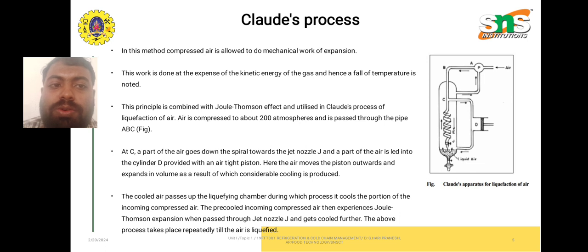Air is compressed to about 200 atmospheres and is passed through the pipe ABC. At C, a part of the air goes through the spiral towards the jet nozzle and a part of the air is let into the cylinder D provided with an airtight piston. Here, the air moves the piston outwards and expands in volume, as a result of which considerable cooling is produced. The cooled air passes up the liquefying chamber and cools the portion of the incoming compressed air. This pre-cooled incoming compressed air then experiences Joule-Thomson expansion when passed through the jet nozzle J and gets cooled further. The above process takes place repeatedly till the air is liquefied.